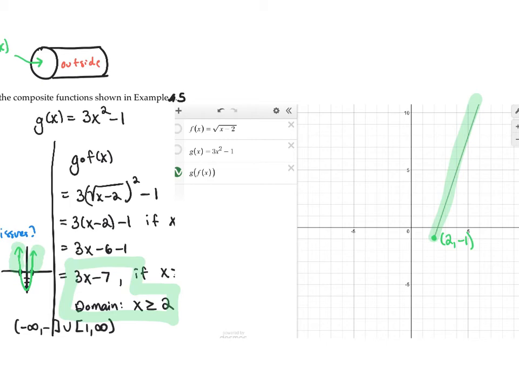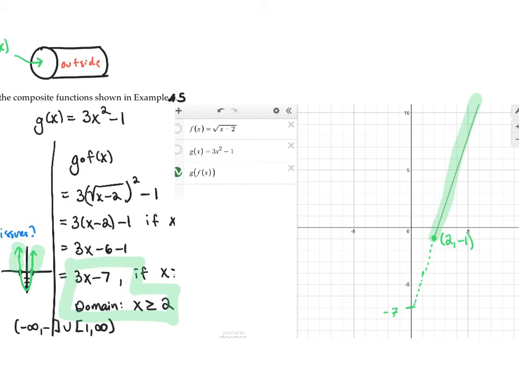I can also see that this does appear to be a line with slope of 3. So if I were to continue it and just follow that slope down, I would have a y-intercept here at negative 7, which matches what this simplified form looks like, but the line only starts from x greater than or equal to 2. So its domain is based on, from this original f of x, the inside function, I needed my x to be greater than or equal to 2 in order to even do the function composition.